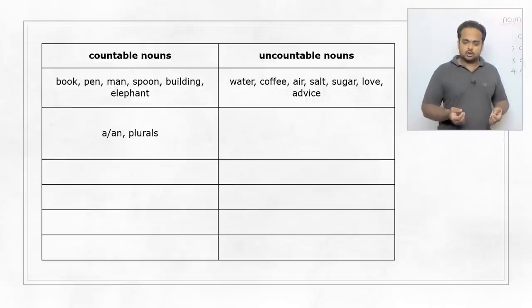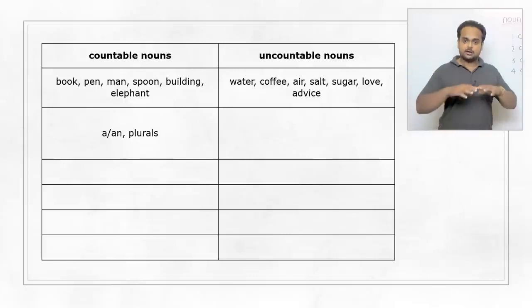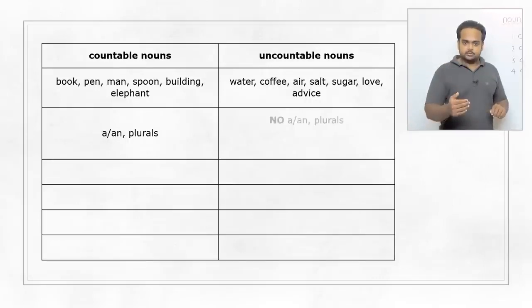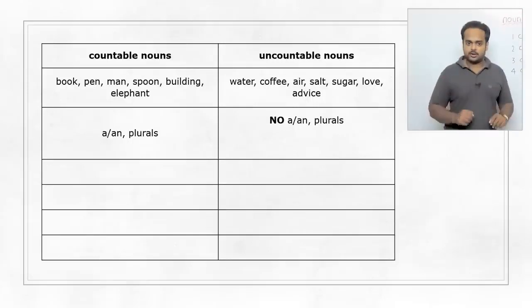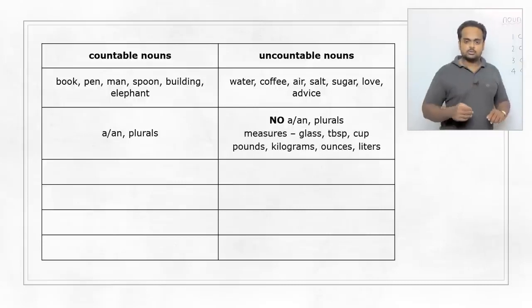Salt and sugar are so small that if you try to count the individual particles, that would be an extremely difficult task. And love and advice are abstract nouns because they're feelings and ideas. So most abstract nouns are uncountable. So with uncountable nouns, we cannot use plurals and we cannot use a and an. That is very important. But we can use units to talk about quantity.